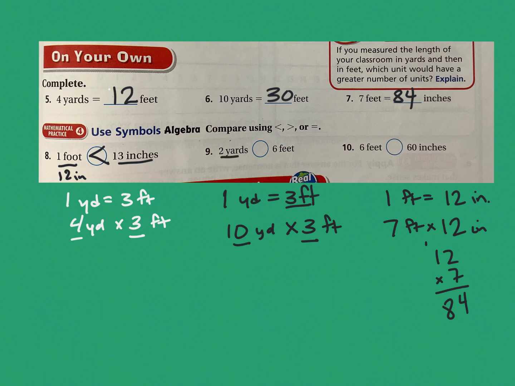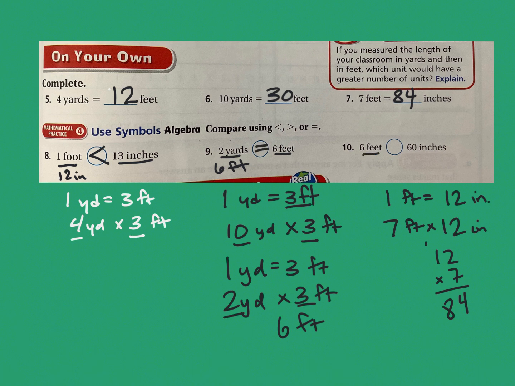Which is bigger, 2 yards or 6 feet? We've got to convert or change one of these things into the other. So I think the 2 yards might be the easiest one. If you remember that 1 yard equals 3 feet, then 2 yards, with each of them being 3 feet long, 2 times 3 is going to be 6 feet. So 2 yards is the same as 6 feet. And so these are equal, 6 feet and 6 feet.